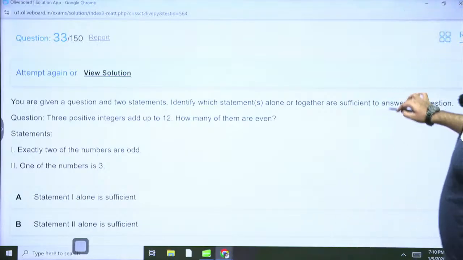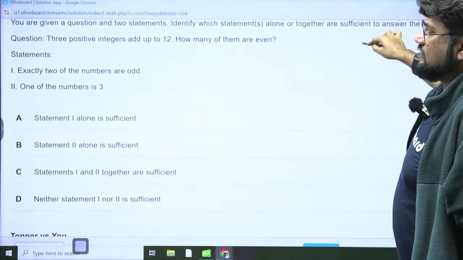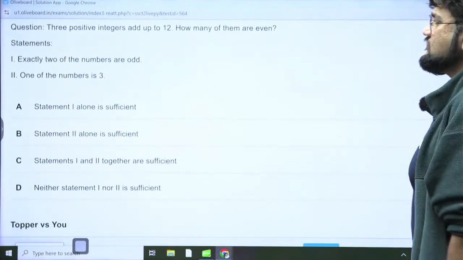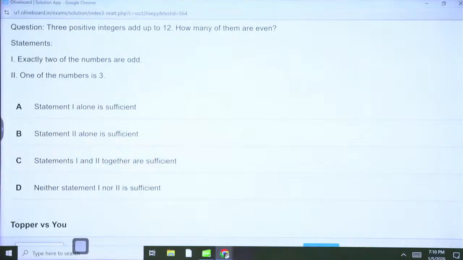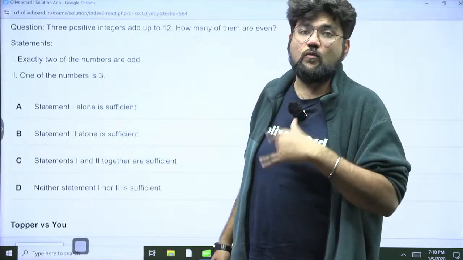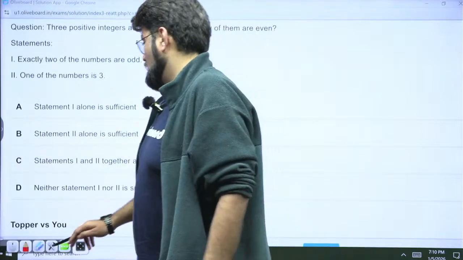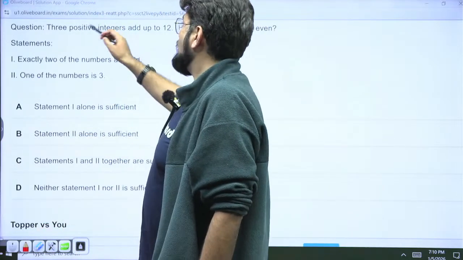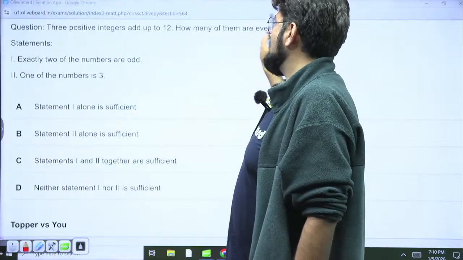Next. Okay, again data sufficiency. 3 positive integers add up to 12. How many of them are even? An excellent question now, and this will exactly let you know what I was just talking to you about. Okay, look at me here. 3 positive integers add up to 12. How many of them are even?